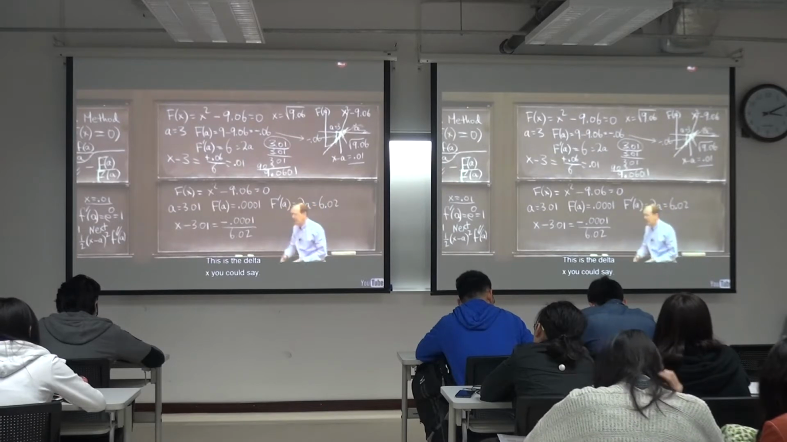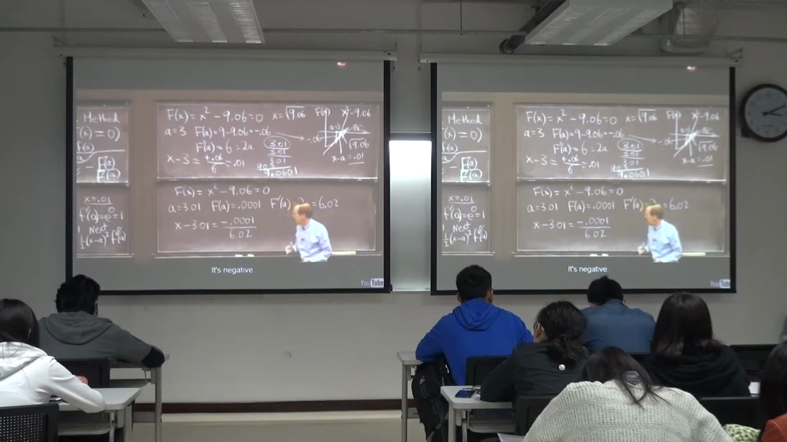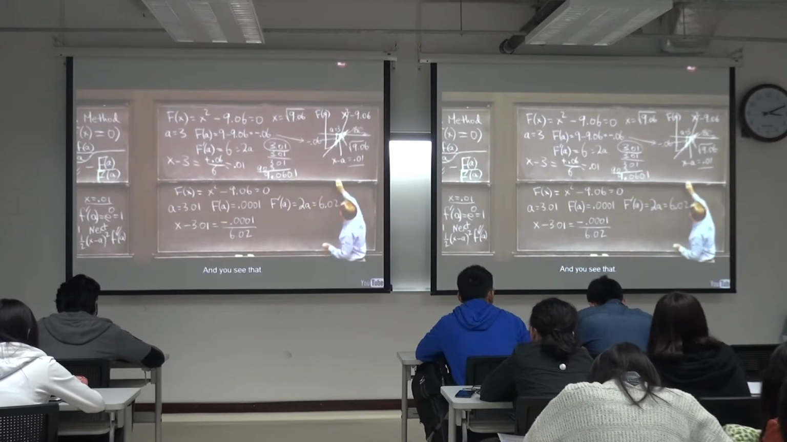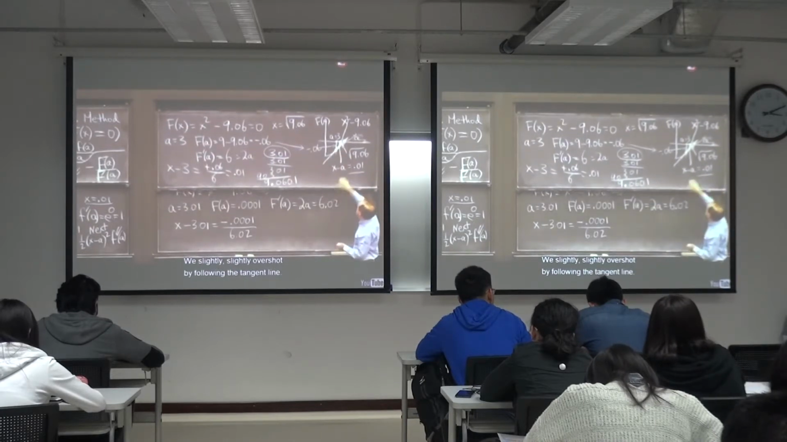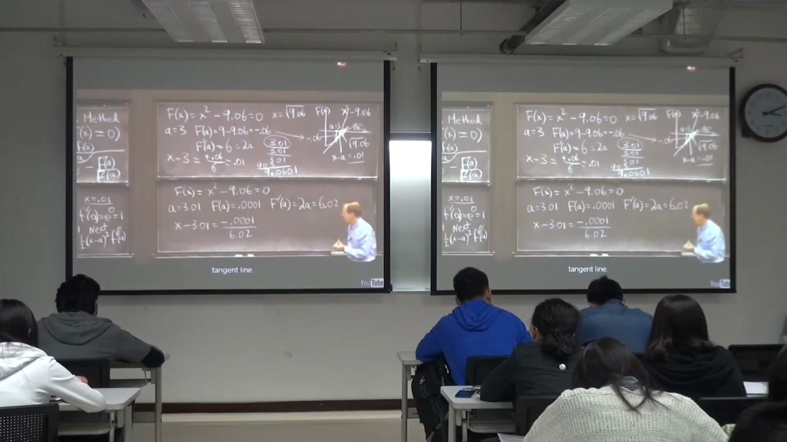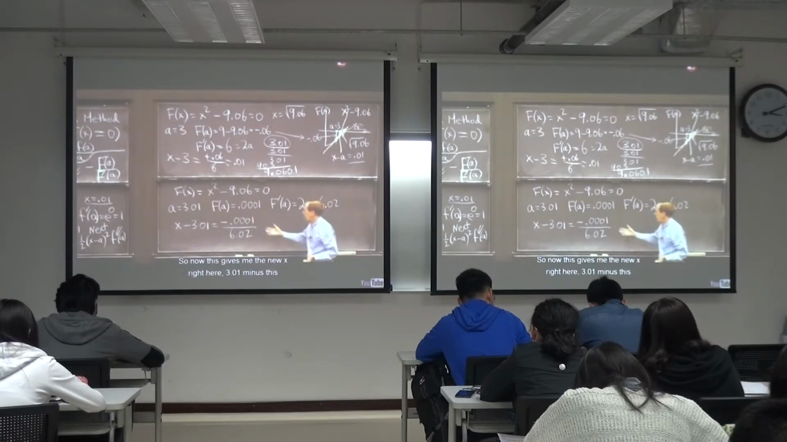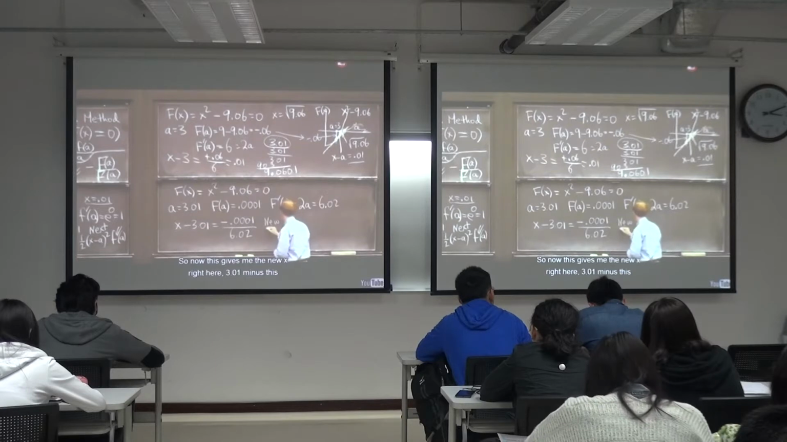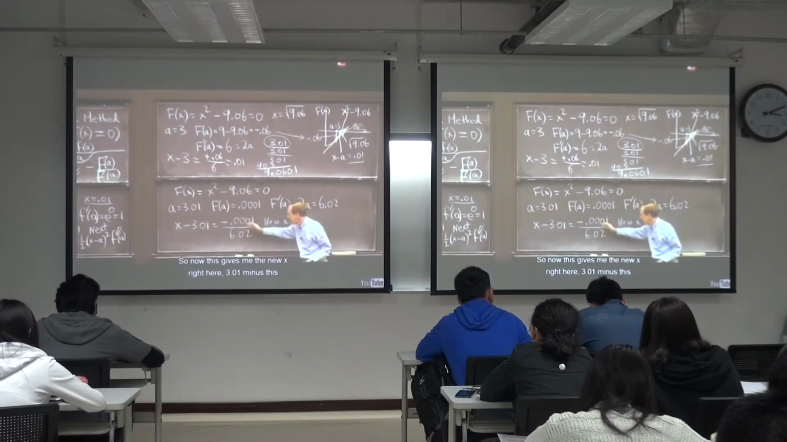This is the delta x, you could say. This is the little correction. It's negative. It means that we need to pull back a little. And you see that. We slightly overshot by following the tangent line. The curve went up a little, across zero, a little before the tangent line. This is extremely close to, so now this gives me the new x. Right here, 3.01 minus this tiny little bit.